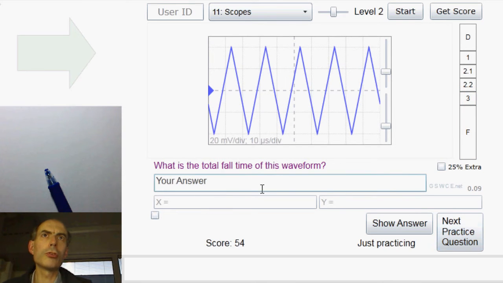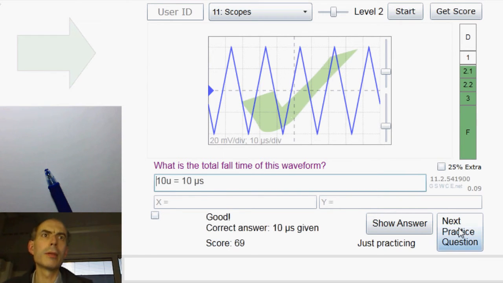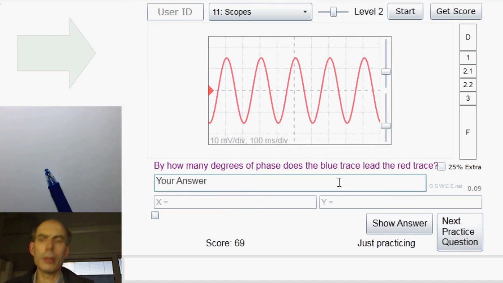Next. Total fall time, again, that's just half the period. The period is 2 divisions, so the fall time must be 1 division, 10 micro. 0 again.